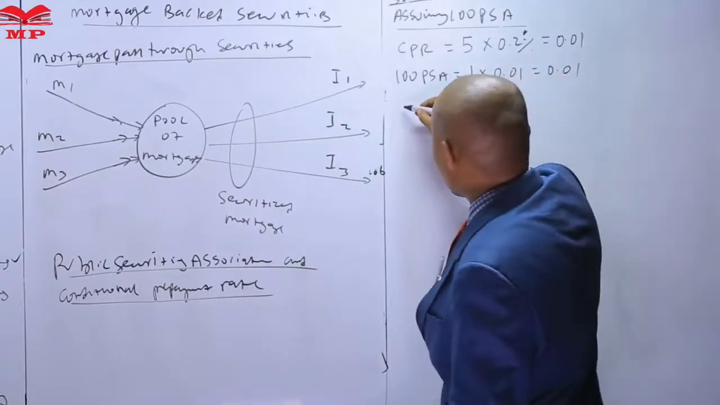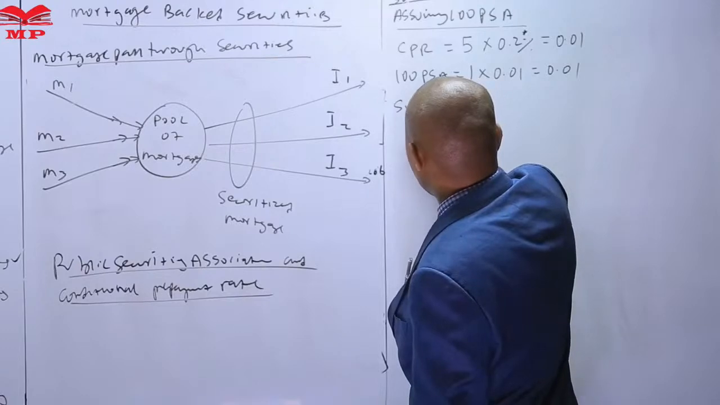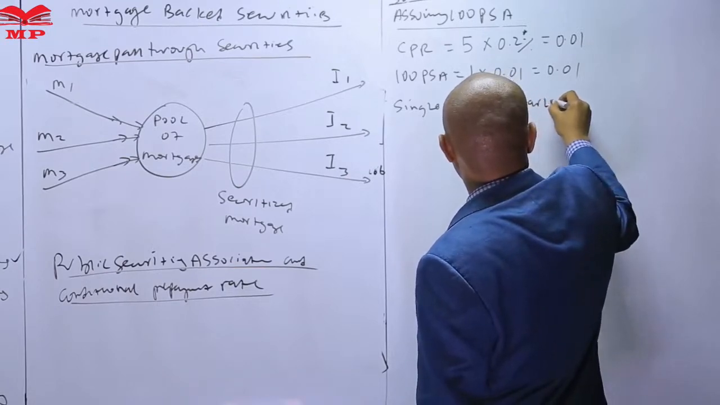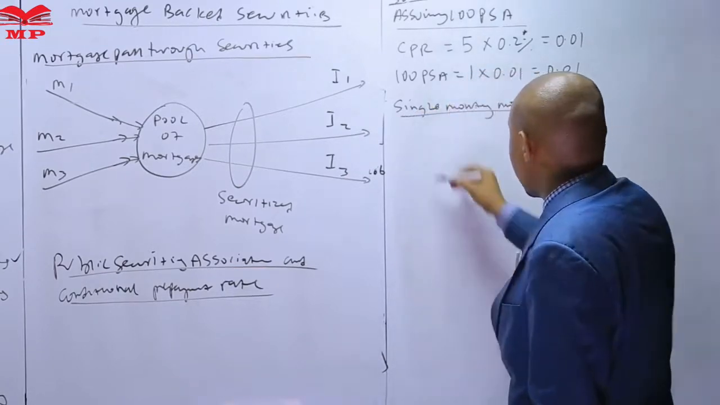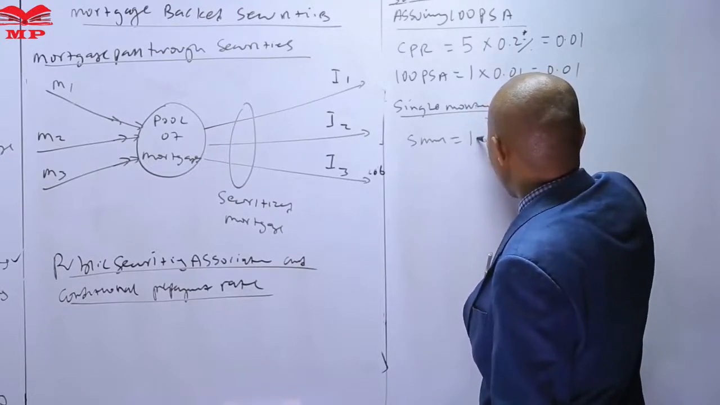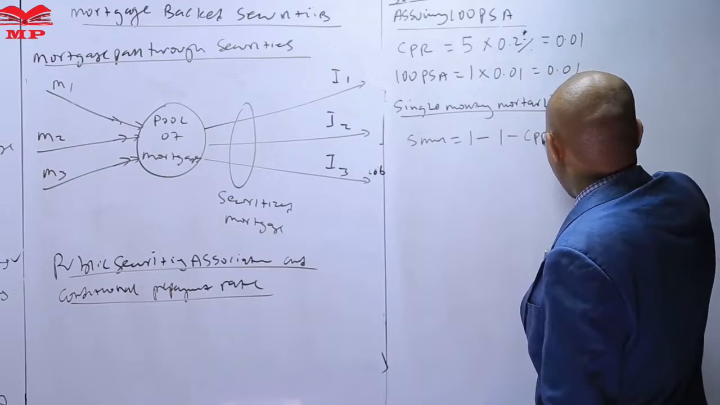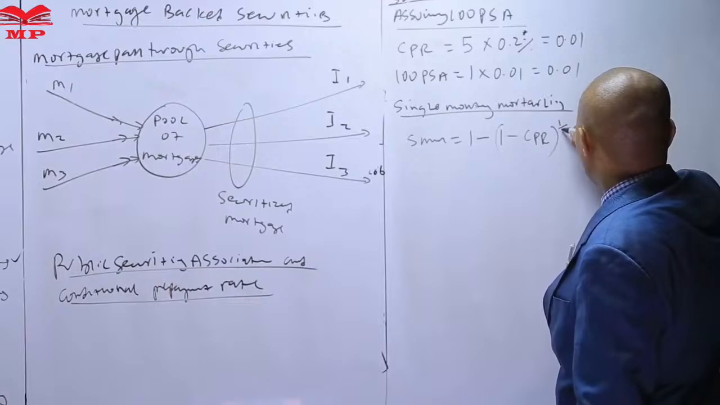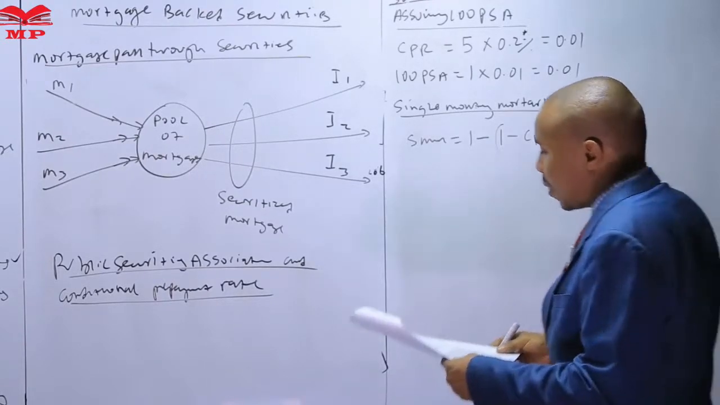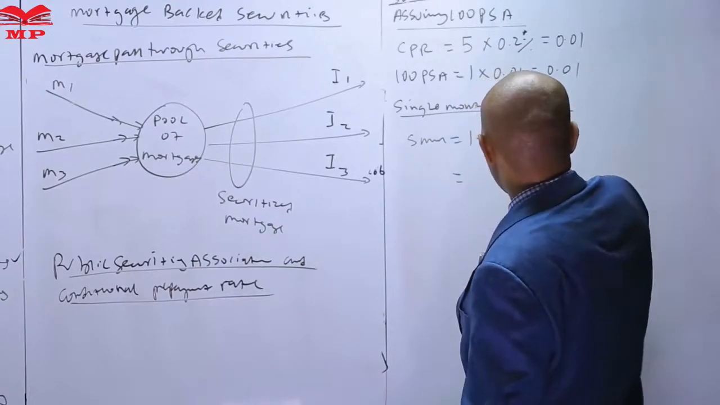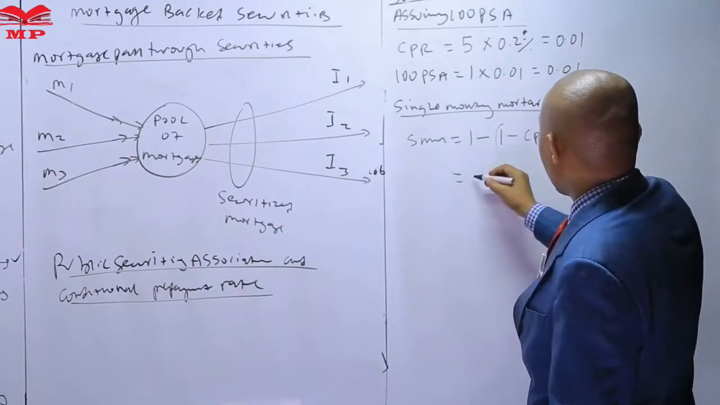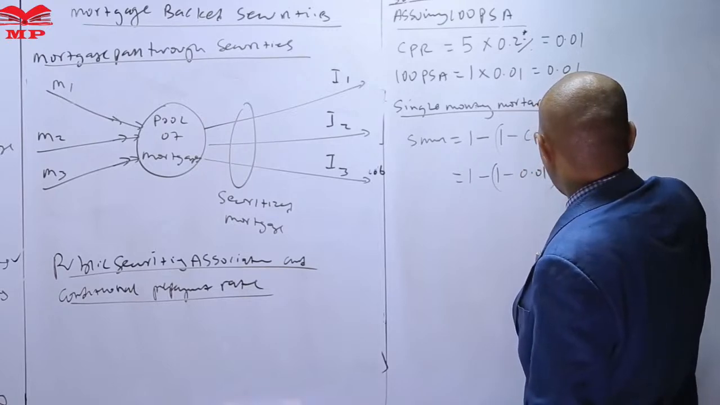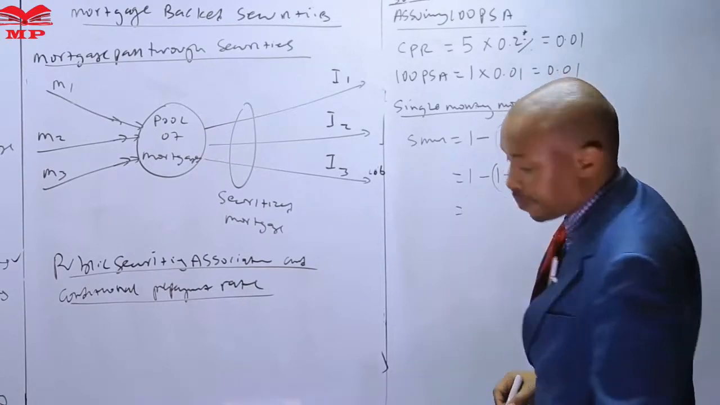The formula for computing the single monthly mortality, or SMM, which is based on a monthly basis, is SMM equals 1 minus (1 minus CPR) to the power 1 over 12. That is the SMM. In this case, we have the conditional prepayment rate as 0.01. So you have 1 minus (1 minus 0.01) to the power 1 over 12. How much is the single monthly mortality?